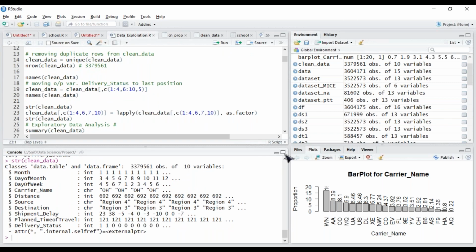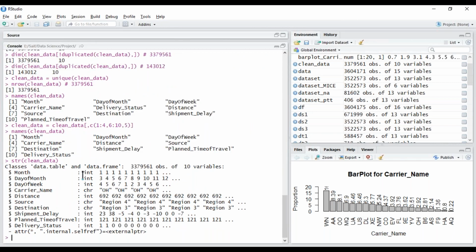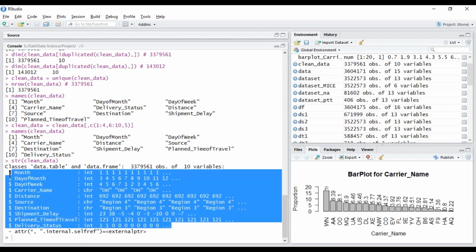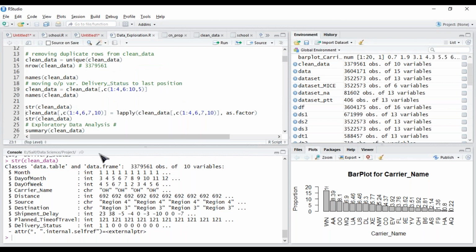Over here, you can see that month is taking the value integer. Day of month is taking integer because it's assigned a number. Day of week is taking again a number, integer. Carrier name is a character variable. Distance is integer. Destination is character. Source is character. Shipment is integer, since it is taking numerical values, numbers, not decimals. Plan time of travel, delivery status. So this is the structure command, using which we identify the variables, right? What are the data types that R is considering them.